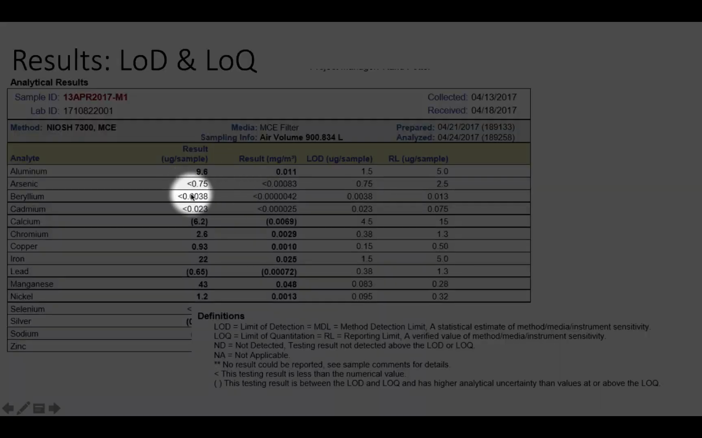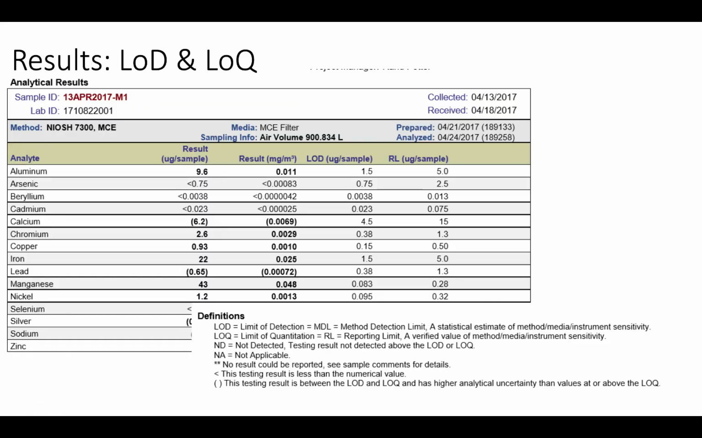Whereas here with arsenic, beryllium, and cadmium, some was found, but it was below a numerical value, and therefore we would not use that in our calculations of a time-weighted average.